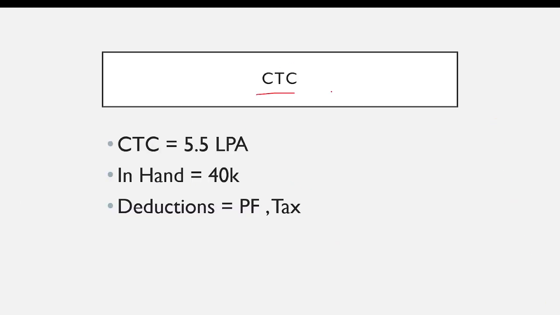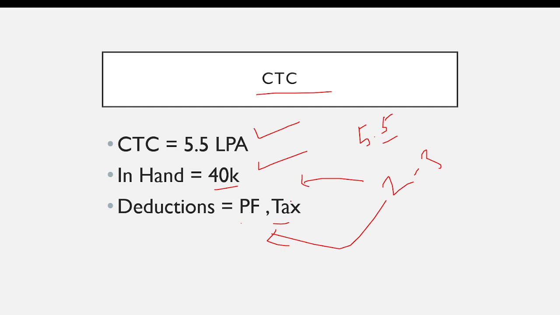If I talk about the CTC, it is 5.5 LPA, and in hand you will be receiving around 40k, with deductions for PF and tax. The whole CTC will be around 5.5 LPA, which is their general CTC, and monthly in hand you will get around 40k. The deduction for PF is around 2 to 3k, and the other deduction is taxes. There are also some other amounts of reimbursements and health benefits, which are apart from the CTC that you will be receiving.